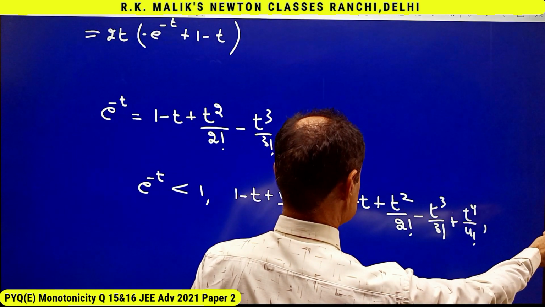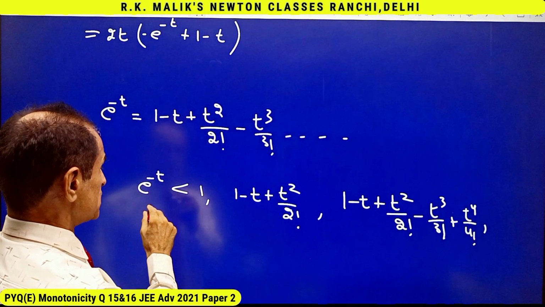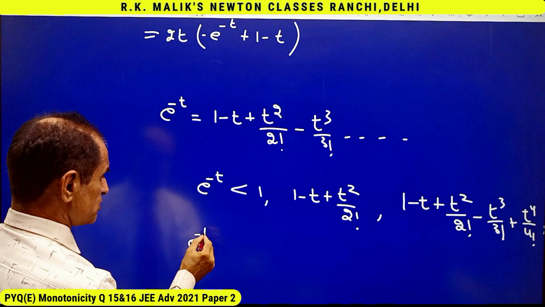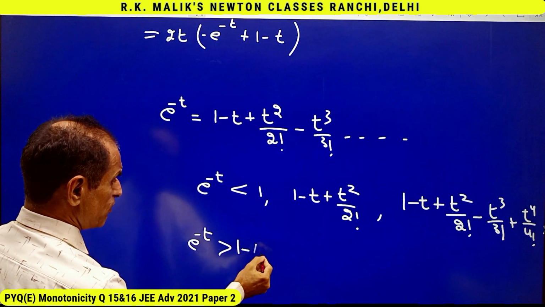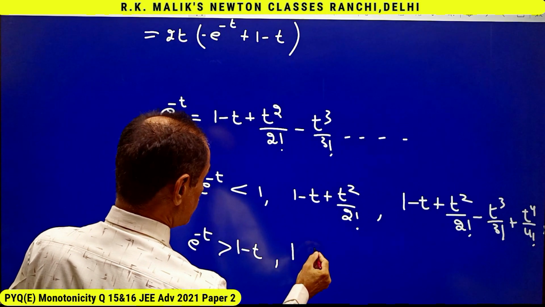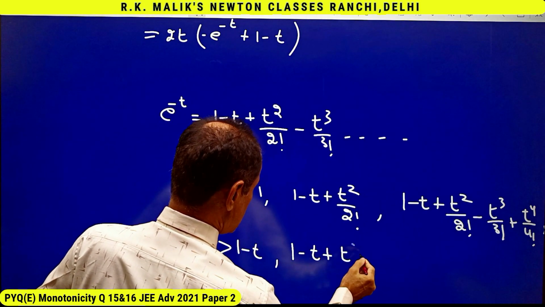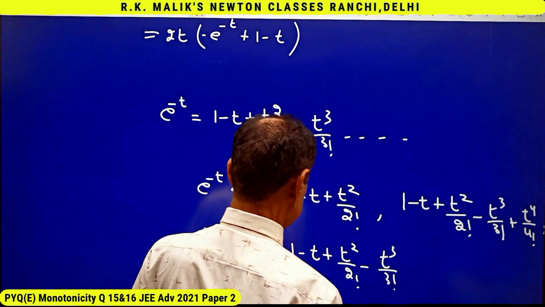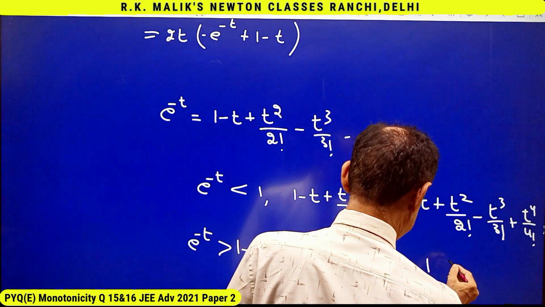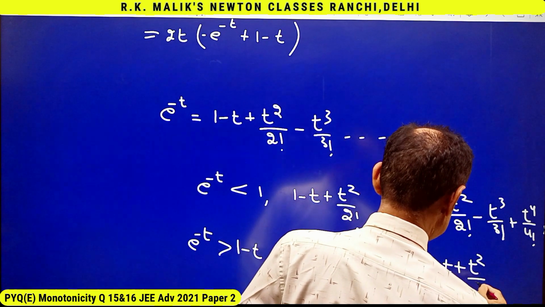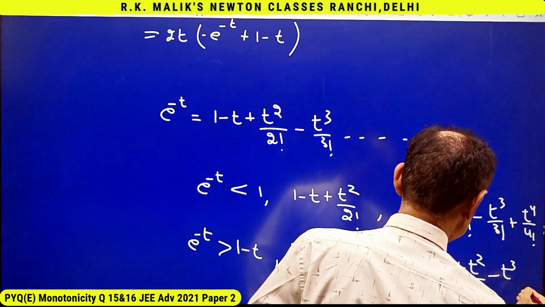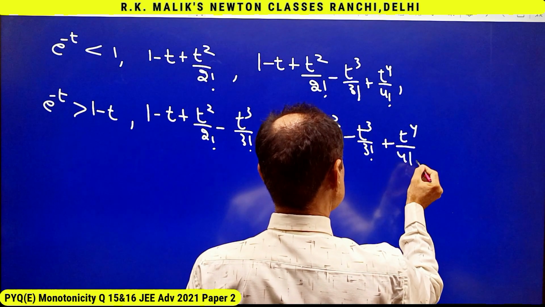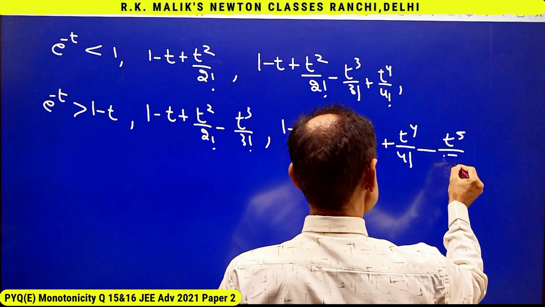I can go up to t to the power 6 also. The value of e to the power minus t will be less than all these. Similarly, the value of e to the power minus t should always be greater than 1 minus t, greater than 1 minus t plus t square by 2 factorial minus t cube by 3 factorial, and also greater than 1 minus t plus t square by 2 factorial minus t cube by 3 factorial plus t to the power 4 by 4 factorial minus t to the power 5 by.